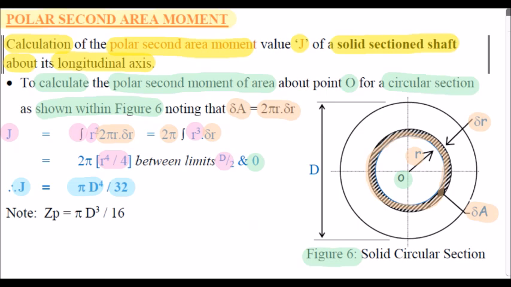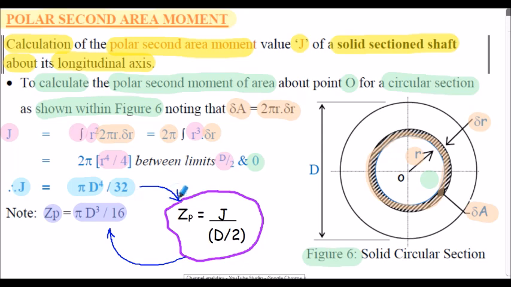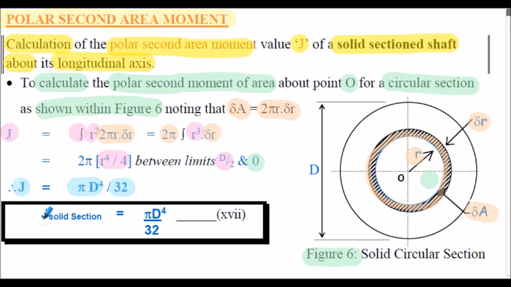And just notice for reference that the polar elastic section modulus, denoted as Zp, would be pi d cubed divided by 16. In other words, dividing by d upon 2 for the outside radius. Just note for reference, here's the equation for J above, but stated on 2 lines. Call that equation 17 for reference.